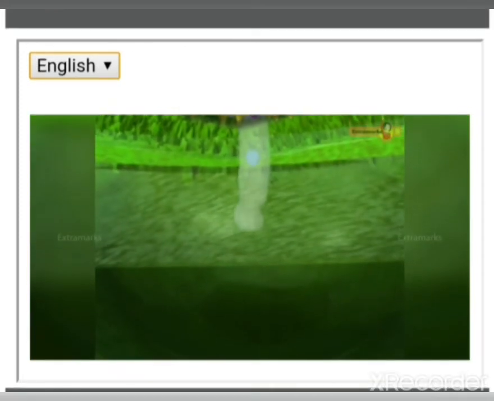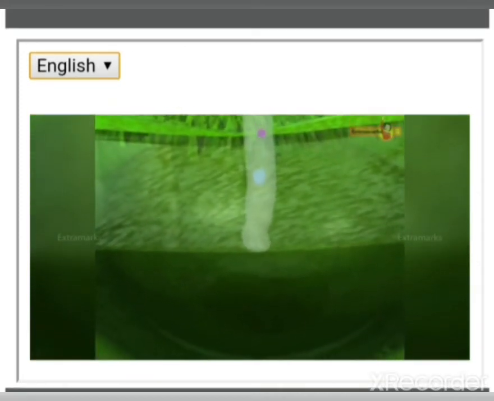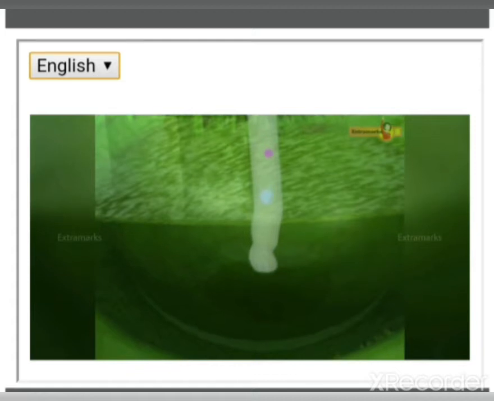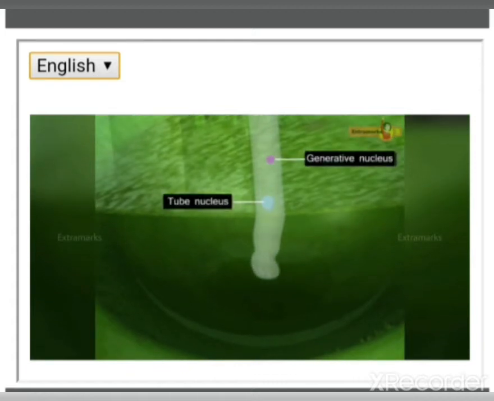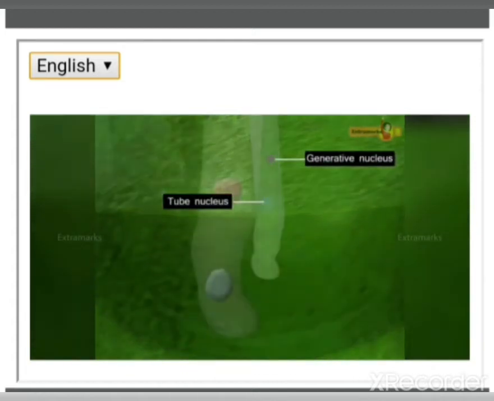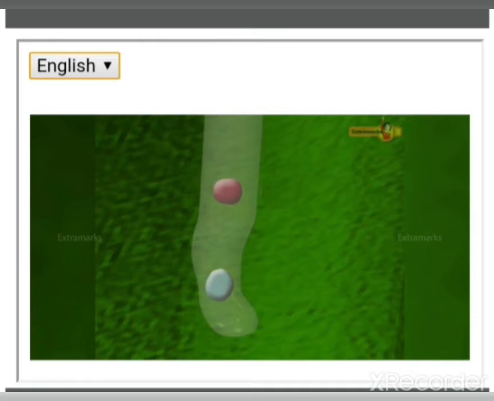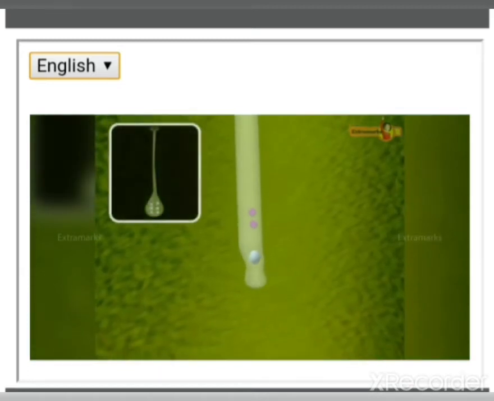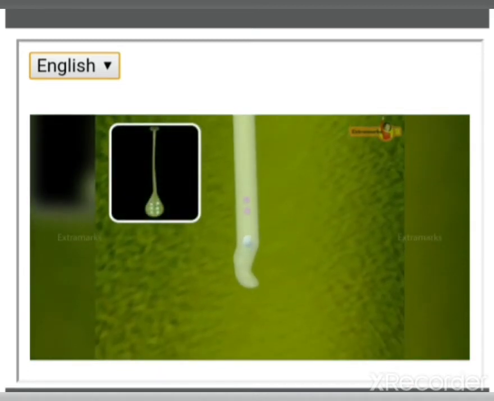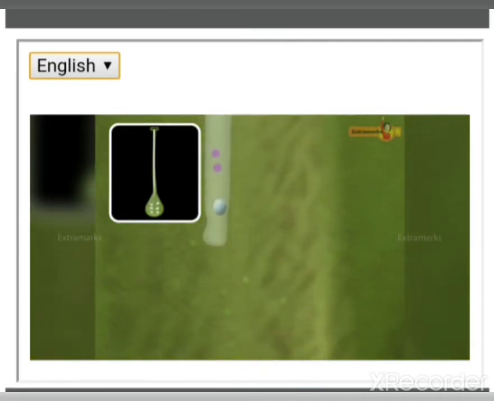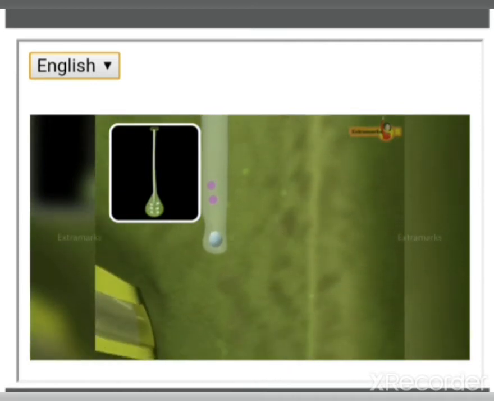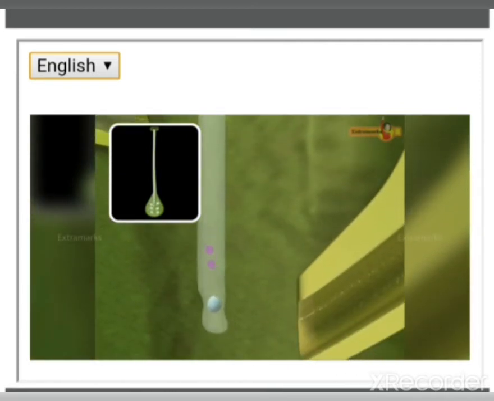A mature pollen grain that reaches the stigma of a flower contains two nuclei, a generative nucleus and a tube nucleus. Within the pollen tube, the generative nucleus divides mitotically to produce two male gametes. Thus, there are three nuclei sharing a common cytoplasm. The pollen tube continues to grow towards the ovary by dissolving the tissues with the help of enzymes.